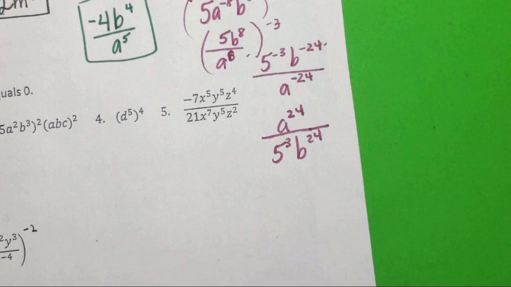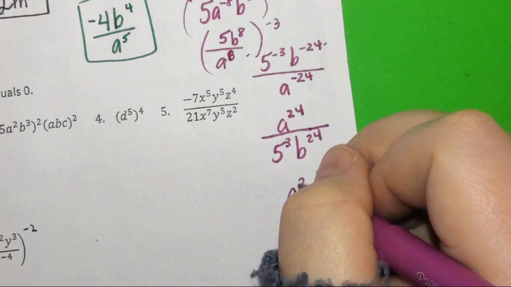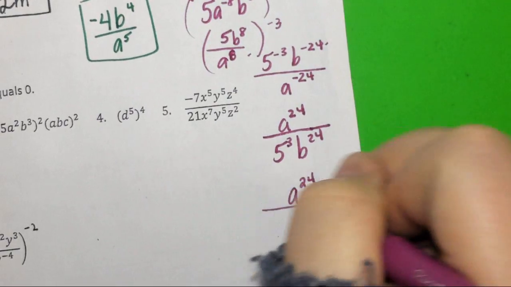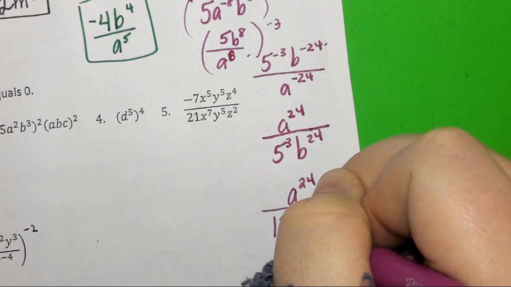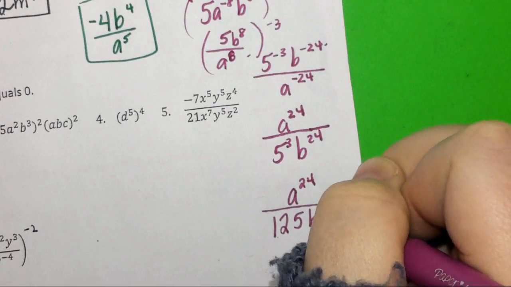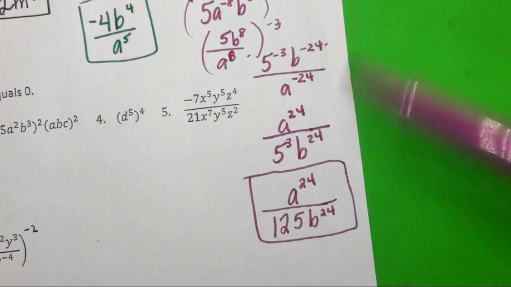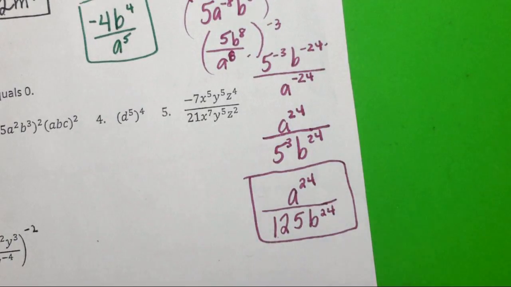But I'm still technically not done because I know what 5 to the 3rd is. I took a cubes test, so I know that. Thank you, Gilberto. You can have a point. So my final answer is actually a to the 24 divided by 125 b to the 24.